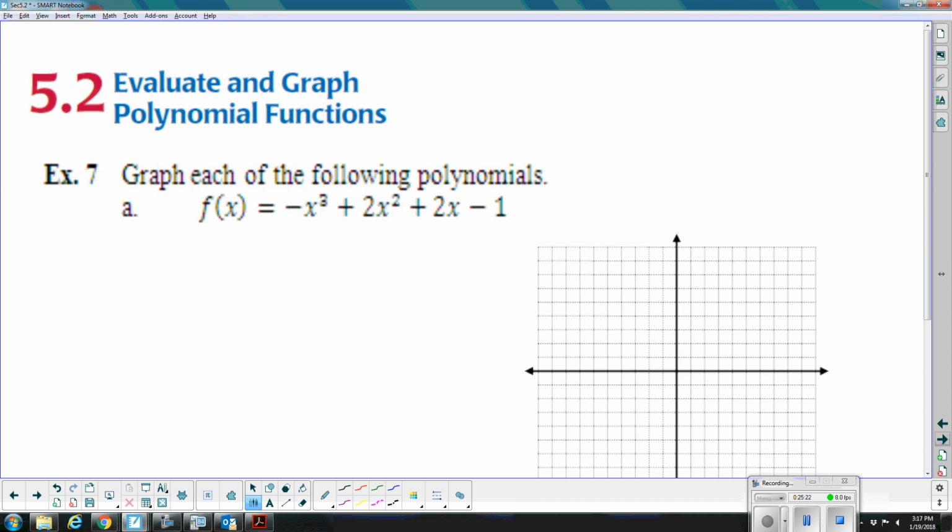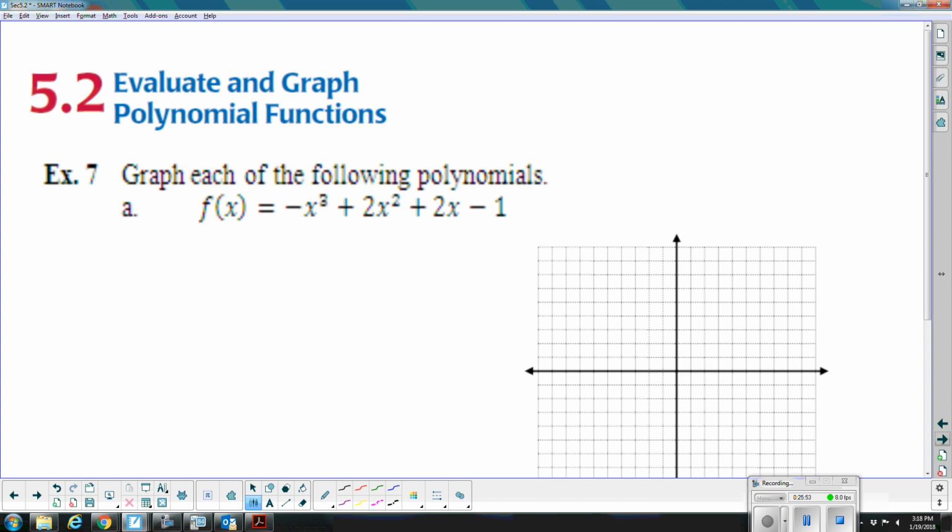All right, here's our next one. Graph each of the following polynomials. We're going to check our end behavior, but we're going to look at just a bunch of different points. I think 5 is a good number to pick, but you can pick more or less because you really are focused. You want to know what's going on in the middle, but you also want to know what happens at the end.